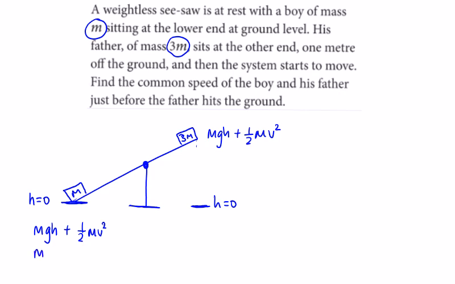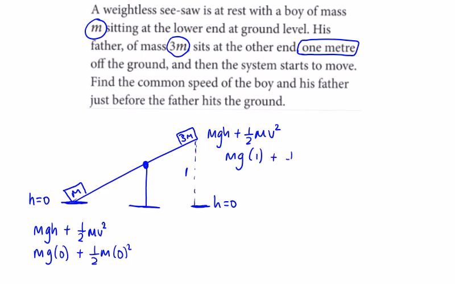So there's going to be a lot of zeros involved here. This is mg by 0 and he's not moving, so it's a half m by 0 squared. Up here we have mg, and what were we told height was? I should have put it in. The height above the ground is 1 meter. I couldn't find it. 1 meter above the ground, so this is a 1. So mg by 1, and it's at rest, so he's not moving.